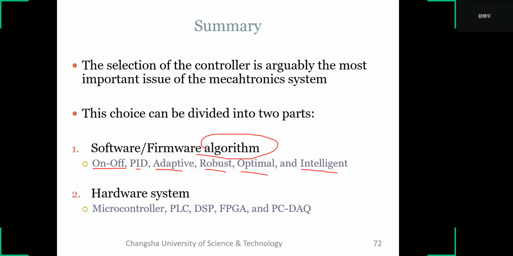Two, hardware selection: microcontroller, PSP, PLC, DSP, FPGA, and PC DAQ. You need to decide which one to choose. After we choose the hardware, we use the relevant algorithms. Okay, this is the end of this chapter.